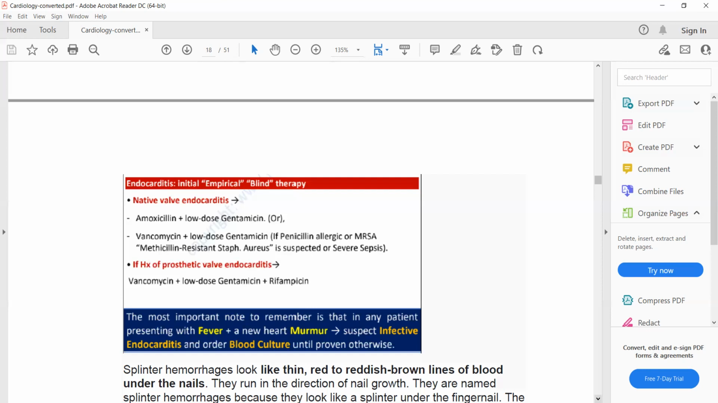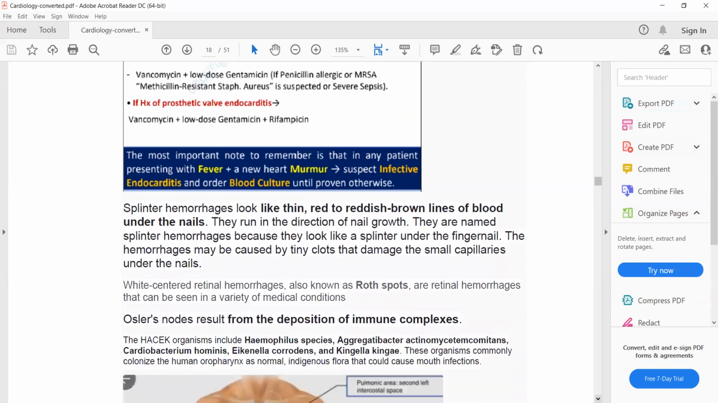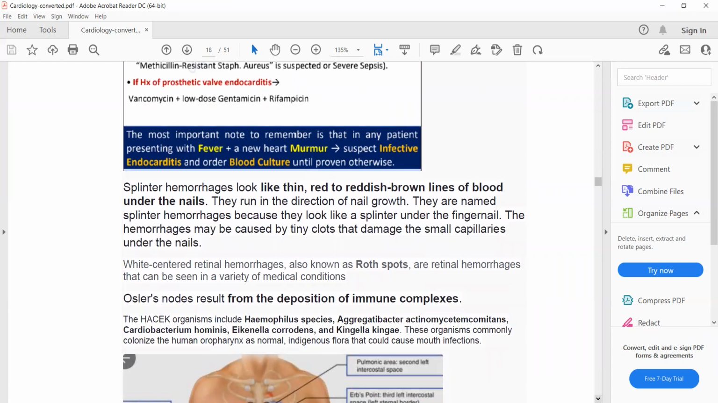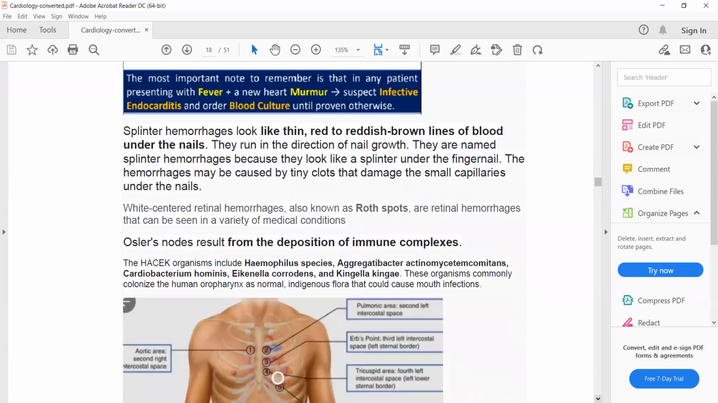Now, if there's a history of prosthetic valve, then we will use rifampicin along with vancomycin and low dose gentamicin. So, a fourth indication for the use of vancomycin is prosthetic valve endocarditis. And the new drug rifampicin will also be used. So, this was all about the diagnosis and treatment of infective endocarditis. I hope it's clear to everyone. If there is any question, then you can ask.